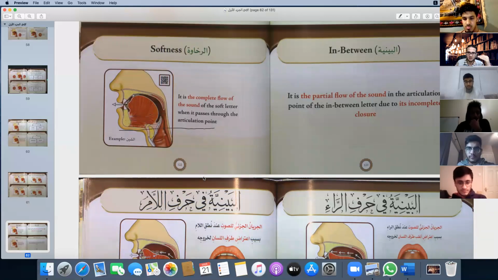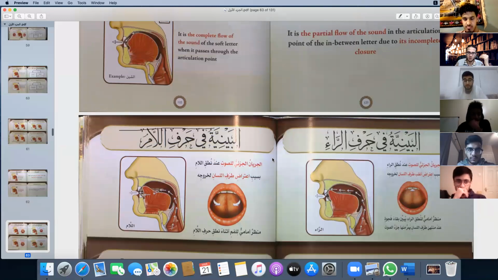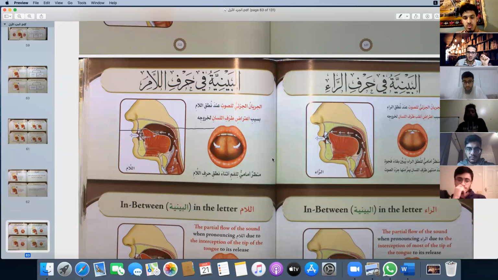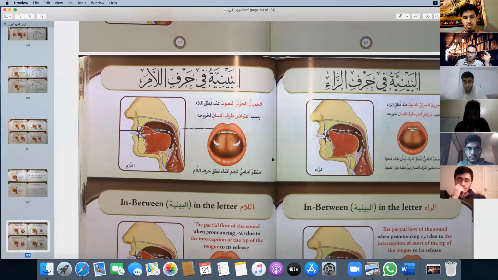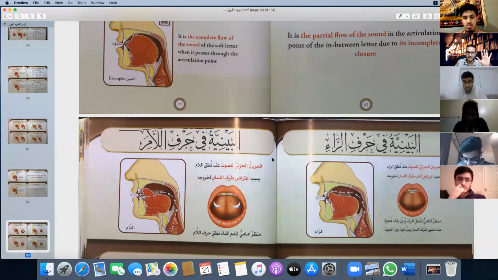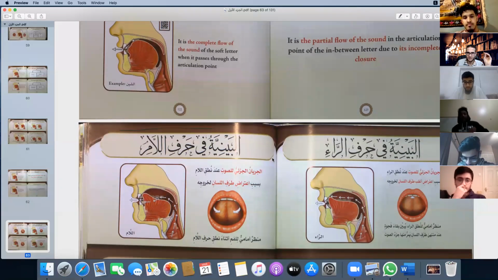It's the partial flow of the sound in the articulation point of the in-between letter due to its incomplete closure. We have that in 5 letters: len, umar, len, umar. Lam, Noon, Ain, Mim, Ra. We're gonna now look at every single one of them.